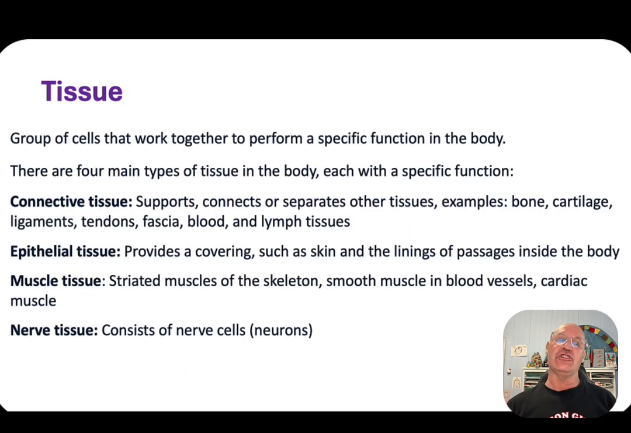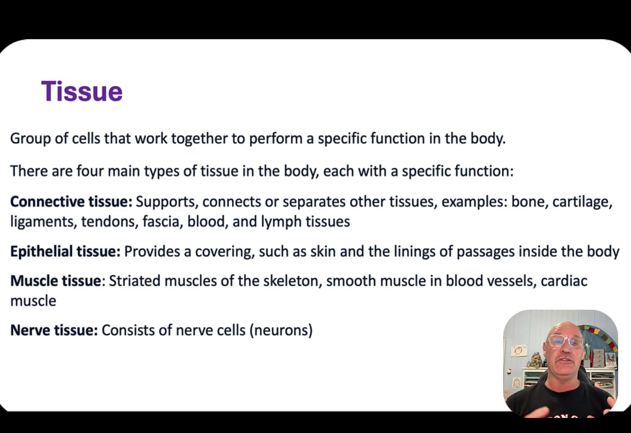So what is tissue first of all? Well, tissue is a group of cells that work together to perform a specific function. Often we might have a number of different cells that work together as part of that tissue. And there's 4 types of tissue in the body. So the connective tissue provides the support and the connection.